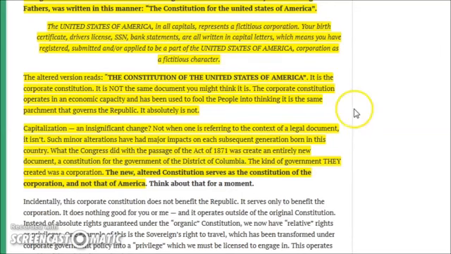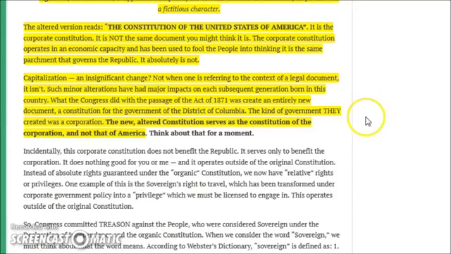The corporate constitution operates in an economic capacity that has been used to fool the people into thinking it is the same parchment that governs the republic. It is absolutely not. Capitalization is an insignificant change? No, not when it's referring to the context of a legal document. Such minor alterations have made major impacts on each subsequent generation born in this country.